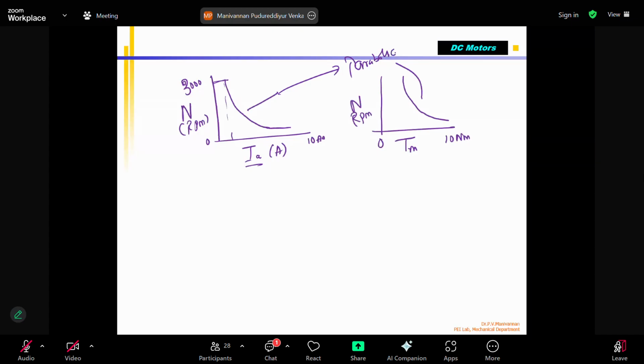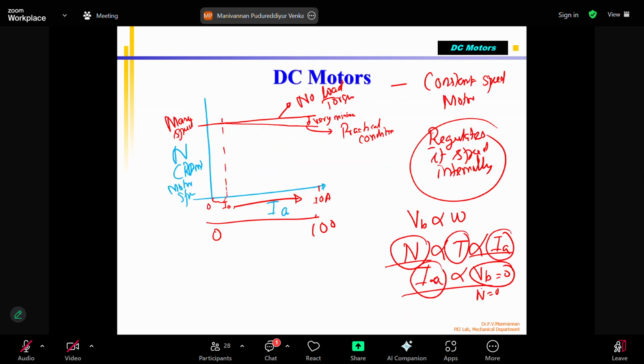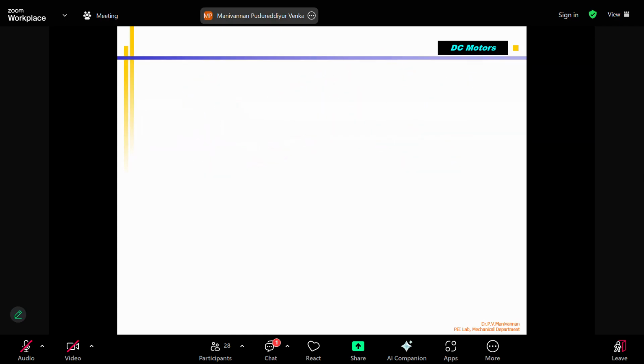But in a shunt motor, if you have seen that, it is a parallel connection, correct? If I remember, the shunt motor, yeah. See here, IA versus speed is a constant speed motor. Even if you load, it will try to maintain speed, self-regulating. But in case of a DC series motor, it is not self-regulating like a shunt motor. So that is a very important characteristic.